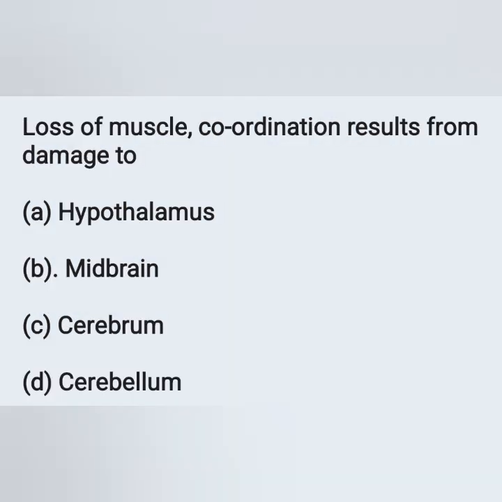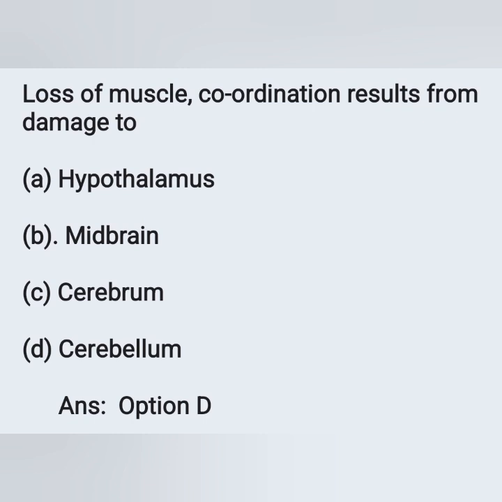Move on to the next question. Loss of muscle coordination results from damage to. Options: option A hypothalamus, option B midbrain, option C cerebrum, option D cerebellum. Loss of muscle coordination is due to damage of the cerebellum. Option D is the correct answer.